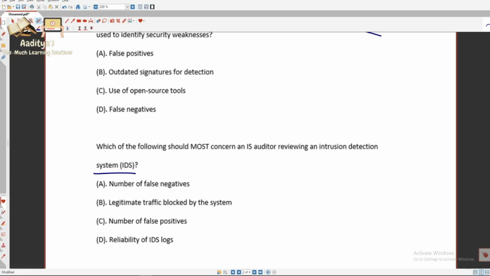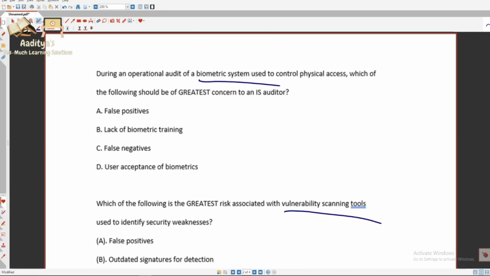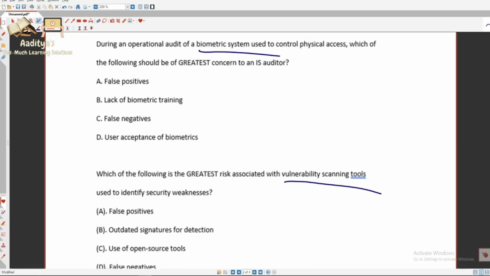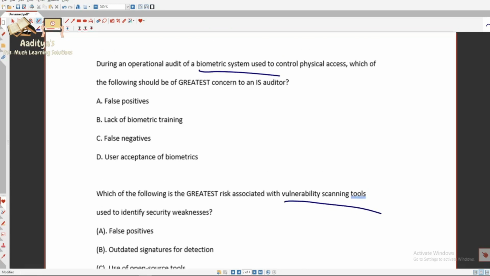So we will look into these three questions, and then I'll give you one chart with the help of which you can easily attempt any question on false positive or false negative. All right, so before going to that chart, let's discuss these questions.